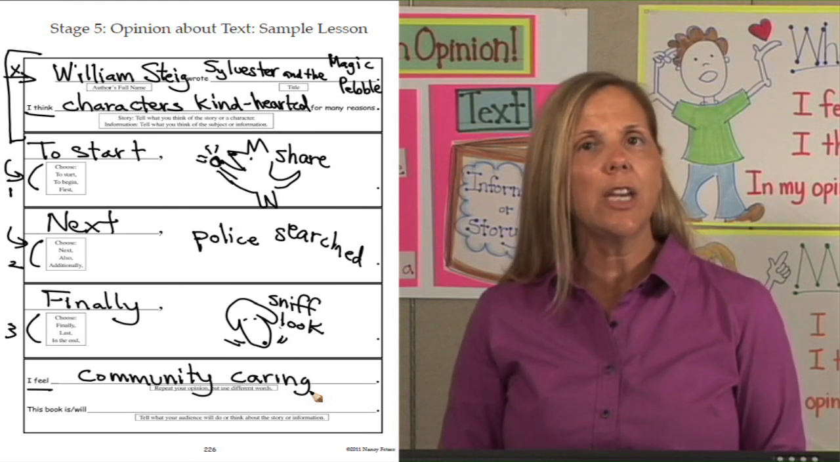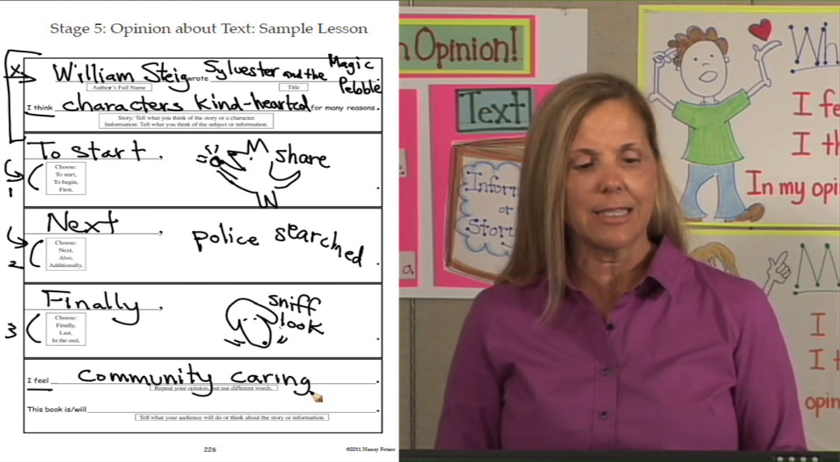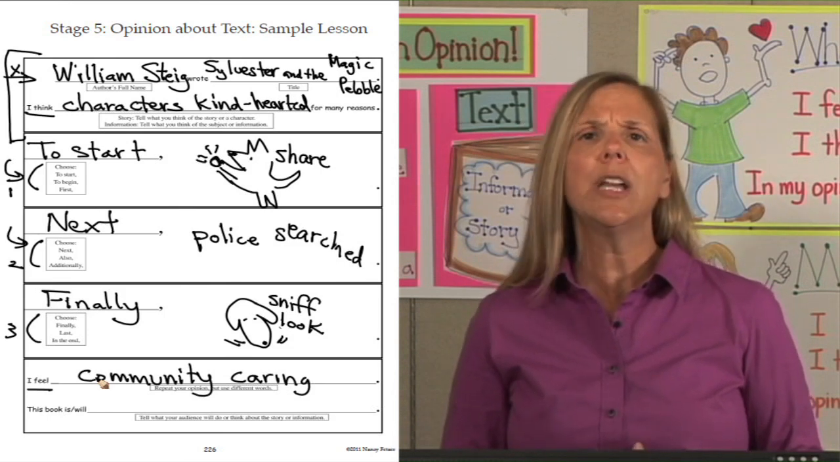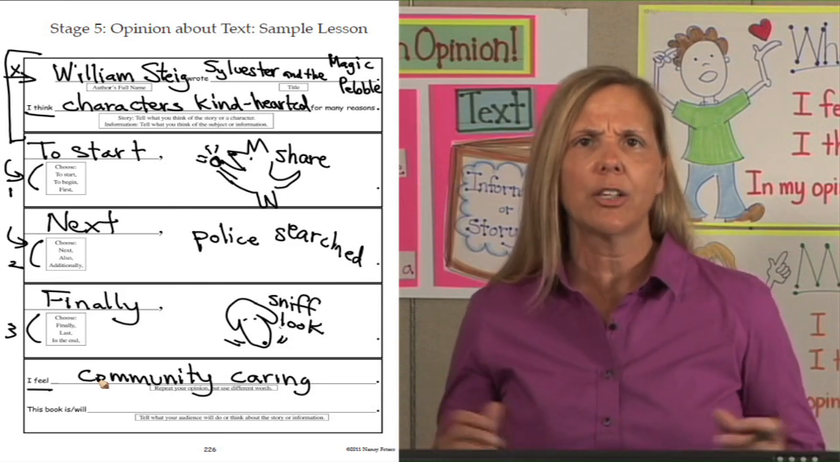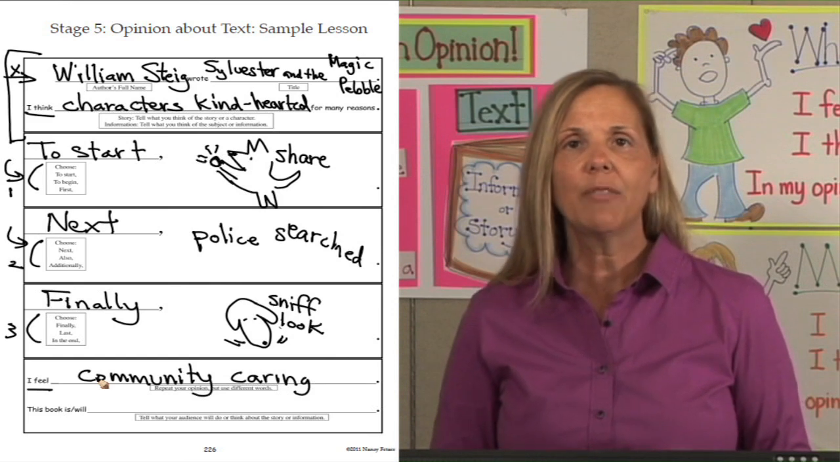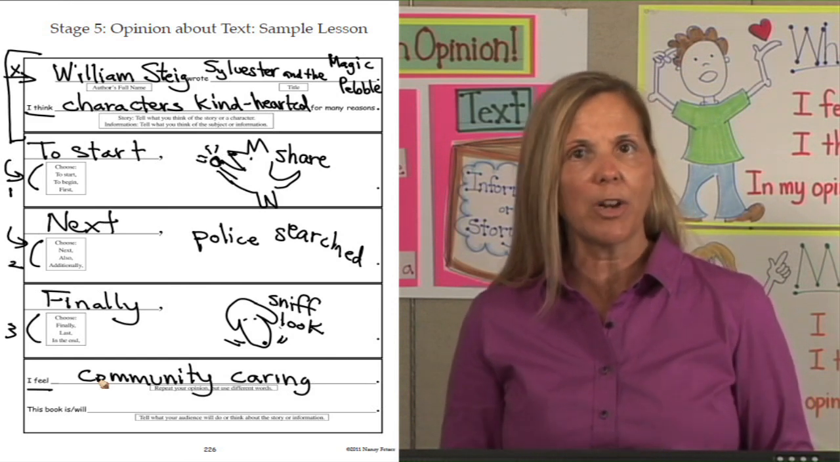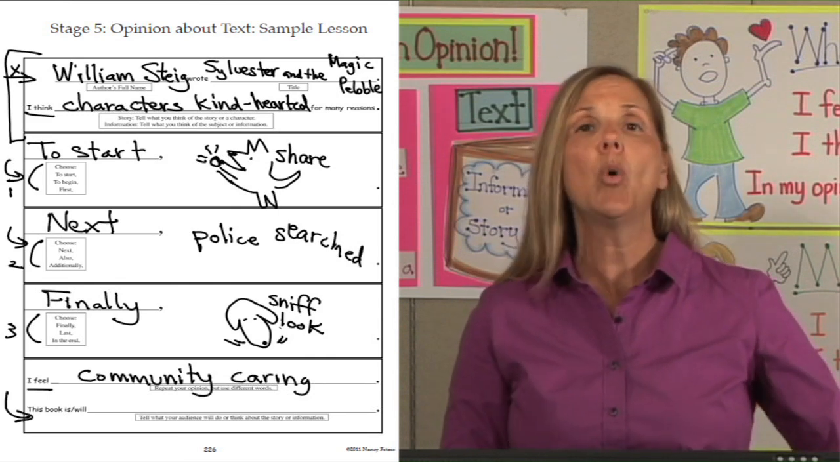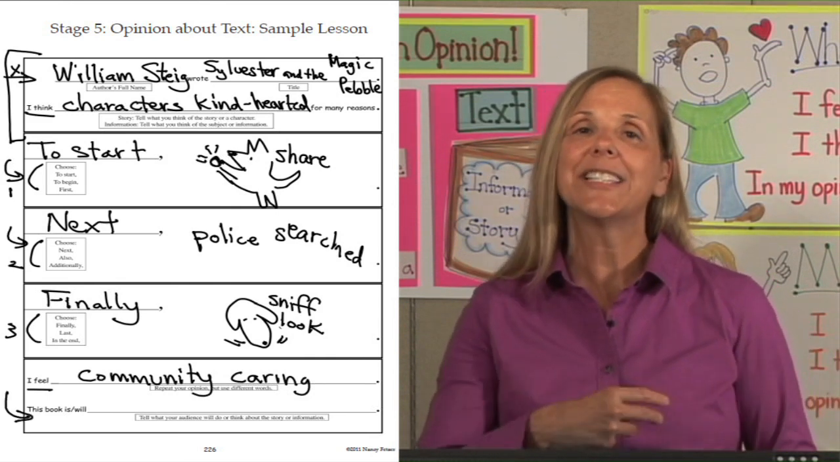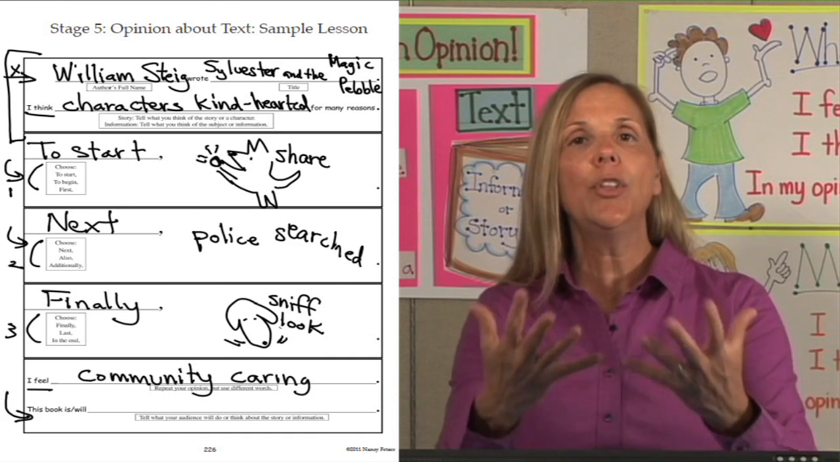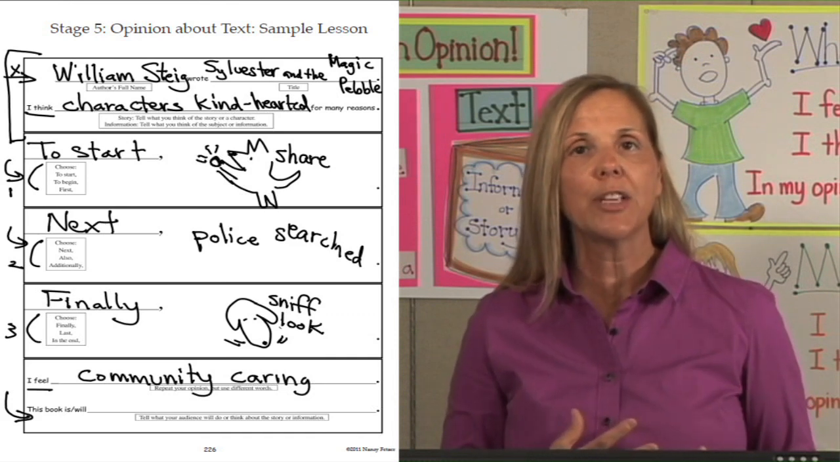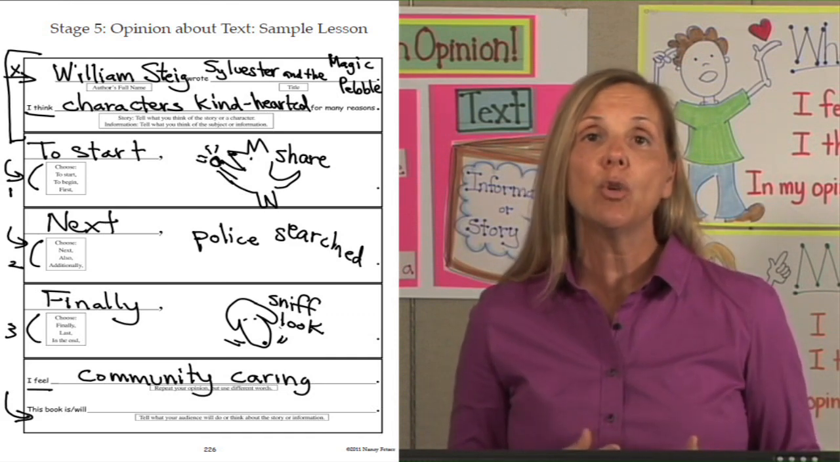And again, I wrote down keywords. It's not my complete sentence. I feel this was a community filled with caring characters. There's many different ways that you can say it. You go back and forth trying to come up with how you want to say that sentence. We want to end this with a snappy ending. We want to tell the reader, now that we've given our opinion about this book, what this book is going to do for them.